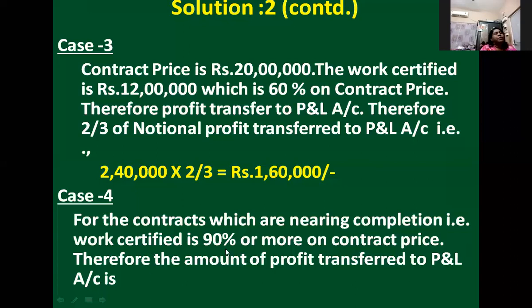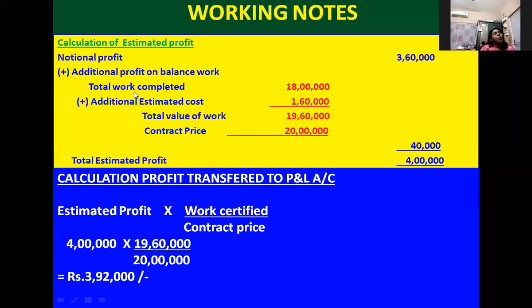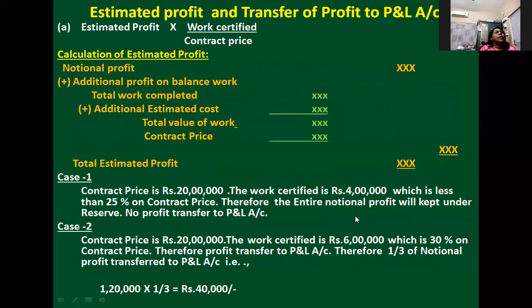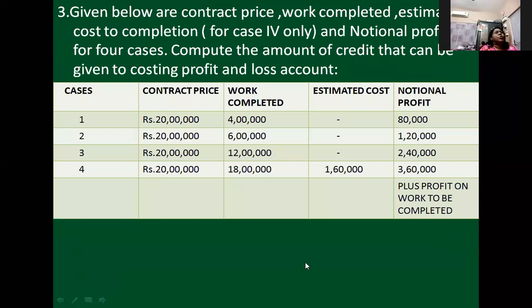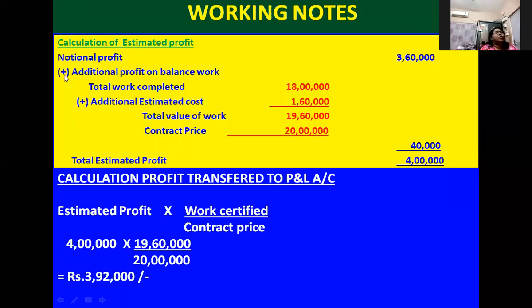Then we'll move on to the last case, case 4, the contracts which are nearing completion. Work certified is 90% or more on contract price. Therefore, the amount of profit transferred to P&L account is, look at these working notes, calculation of estimated profit. Notional profit as per the last case is given as 3,60,000. Then I need to calculate the additional profit on the balance work.